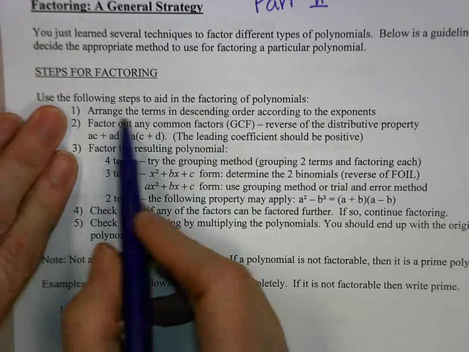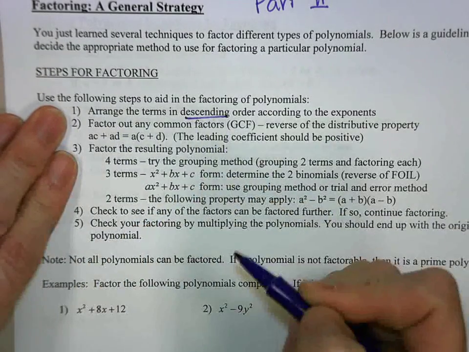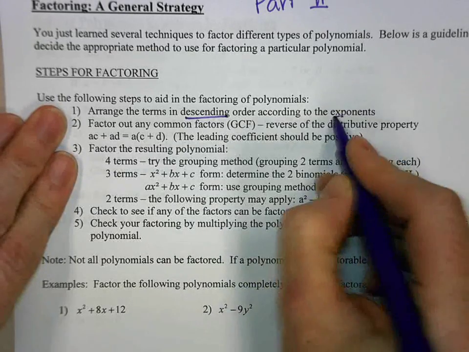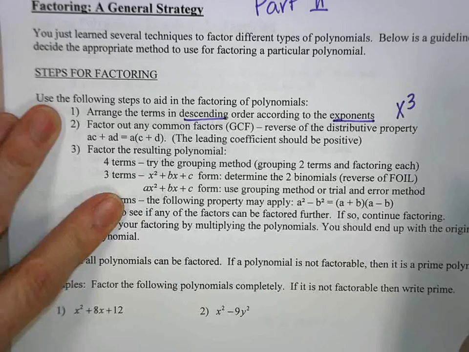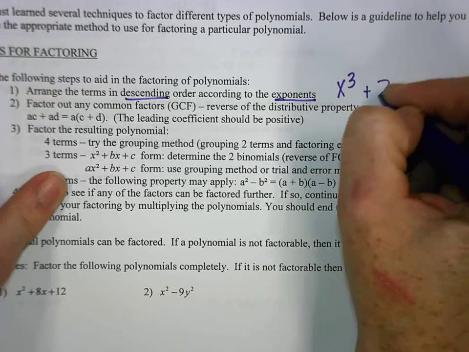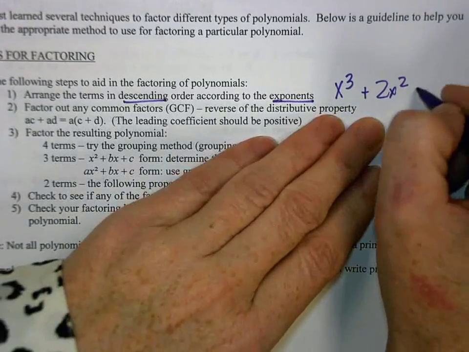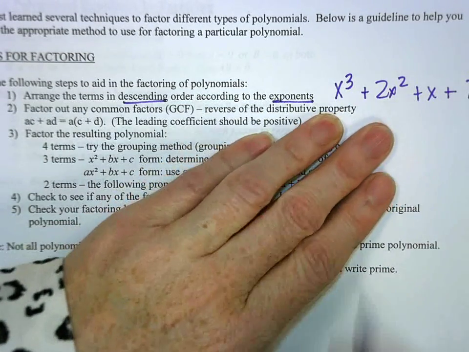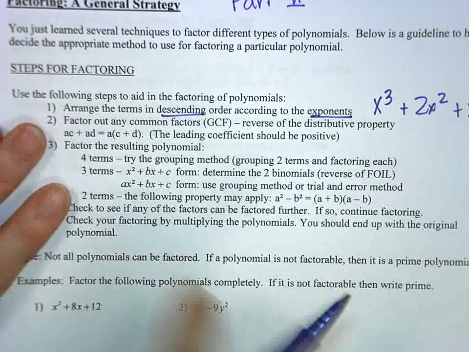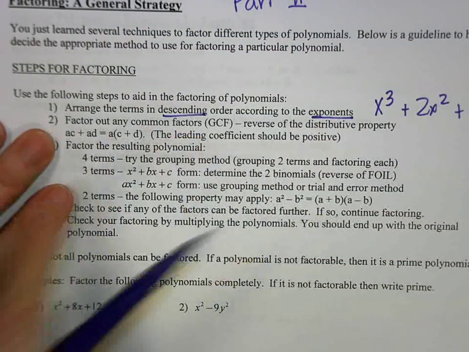Number 1, arrange the terms in descending order according to the exponents. Meaning, if I have x cubed, that goes first. Then my x squared term. Then my x term. Then my coefficient. That's descending order. If I have a GCF, I factor it out.